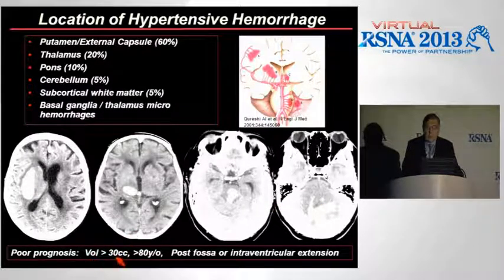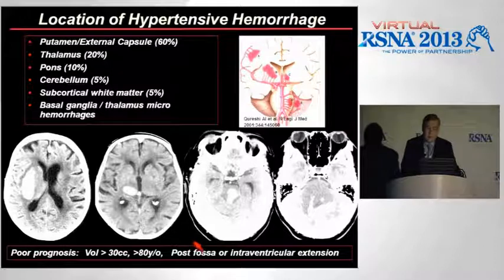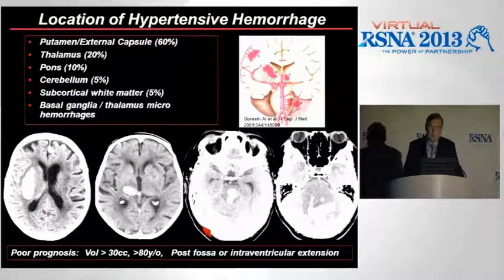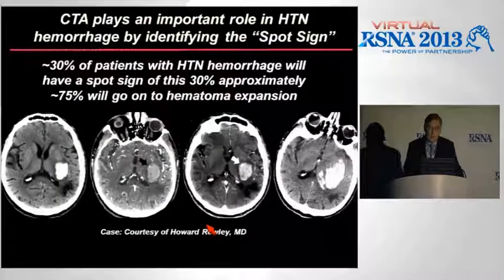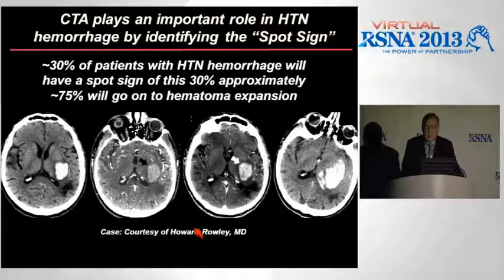Patients who have a large volume hemorrhage, who are elderly, have a very poor prognosis. And hemorrhages in the posterior fossa or intraventricular extension of the hemorrhage also have a very poor prognosis. CT plays a very critical role in the evaluation of hypertensive hemorrhage. And as you've heard many times at this meeting, the spot sign can be a very valuable finding in these patients. This is a slide courtesy of my colleague Howard, who gave the introduction.